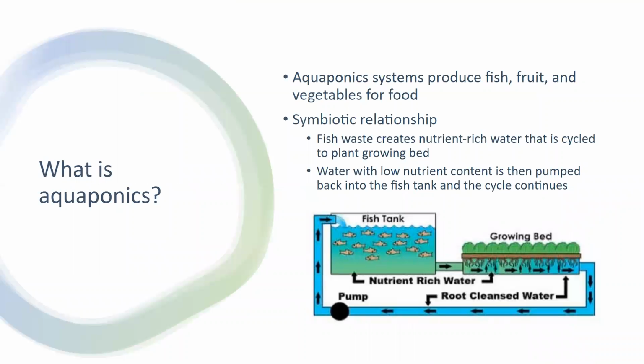So what is an aquaponic system? Basically, an aquaponics system utilizes the symbiotic relationship of fish and plants. So what I mean by that is the fish waste provides nutrient-rich water, as shown in this picture, and this is given to the plants, and the plants take up those nutrients, which filters out and cleans the water, and then it's recycled back into the fish tank.